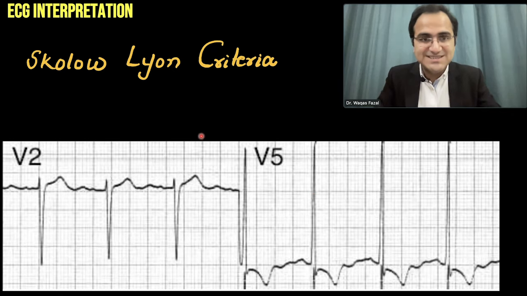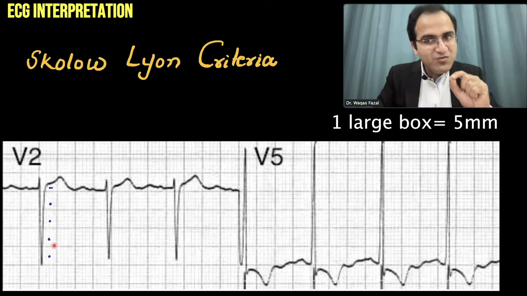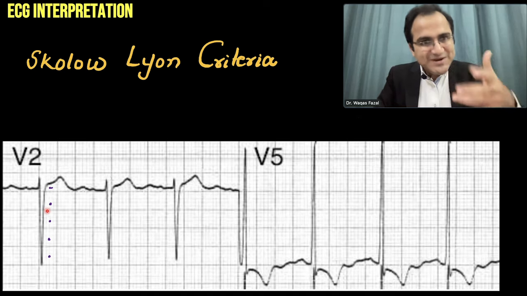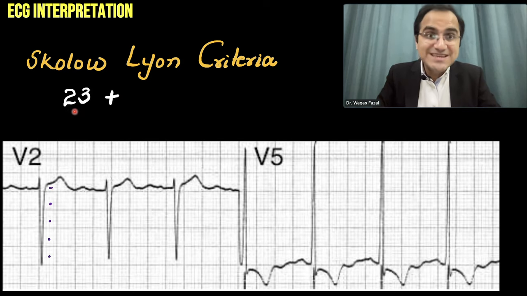Now let's solve this ECG. If we look at the S wave over here, let's calculate its size. Let's count the number of large boxes: 1, 2, 3, 4, 4.5. Each large box is equal to 5 millimeters, so 5 multiplied by 4 is 20. We have an extra part over here, so we'll say that the S wave in V2 is 23 millimeters.